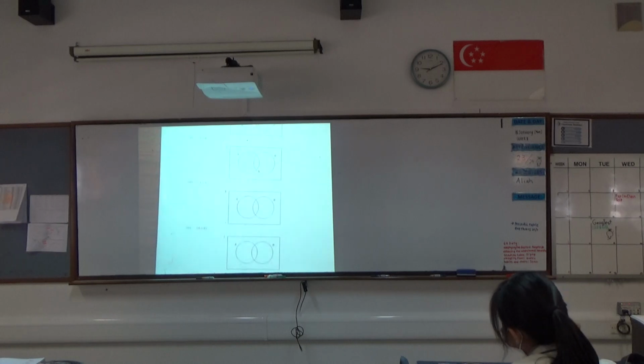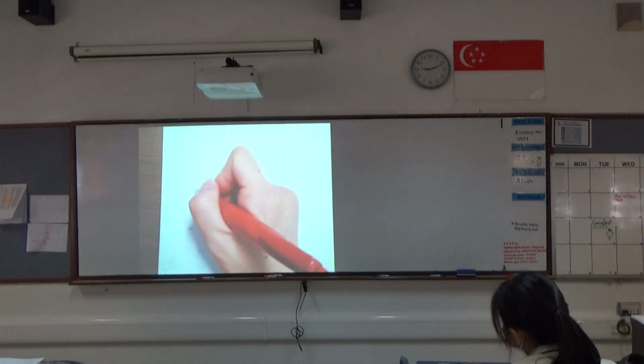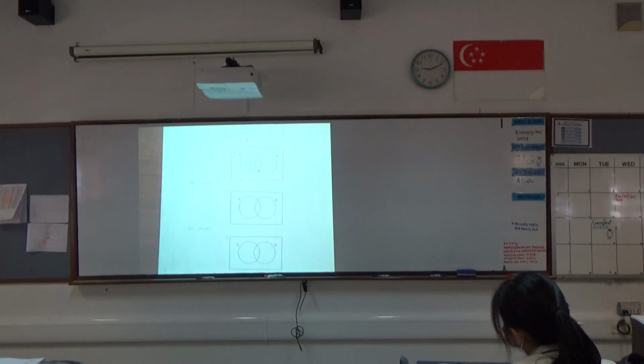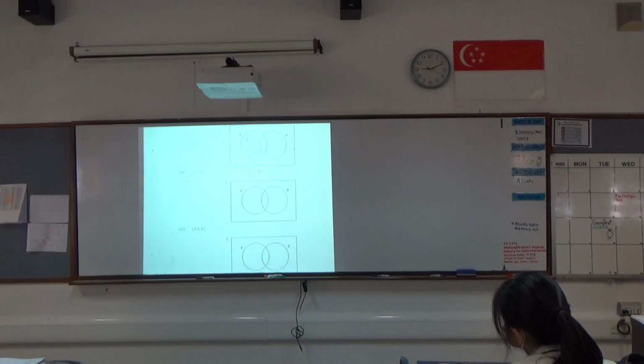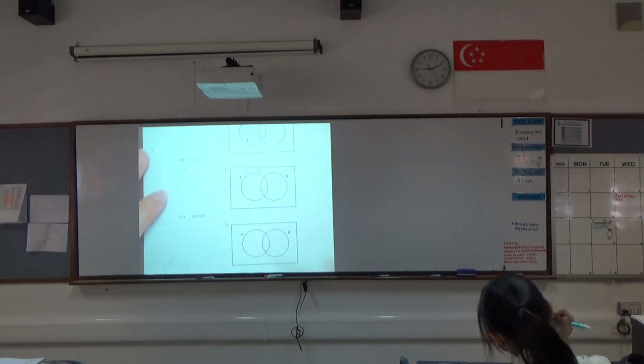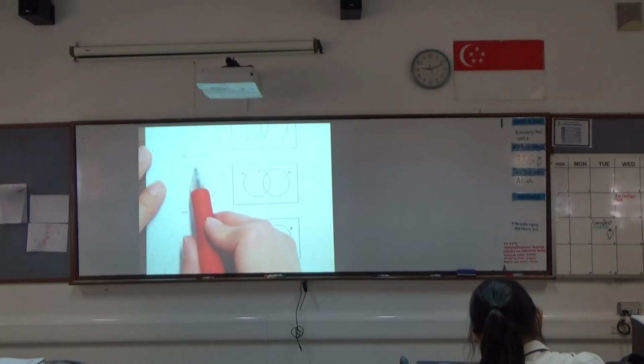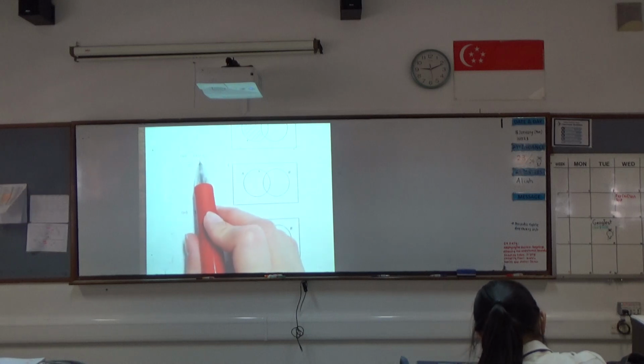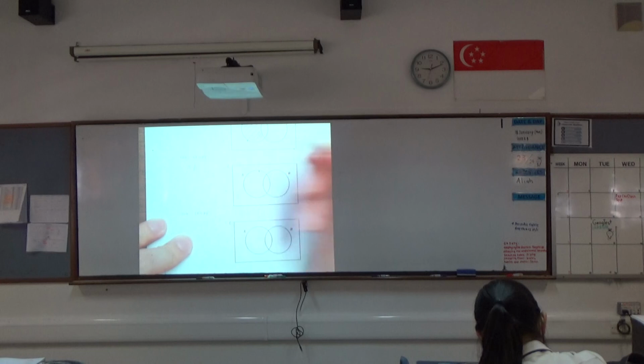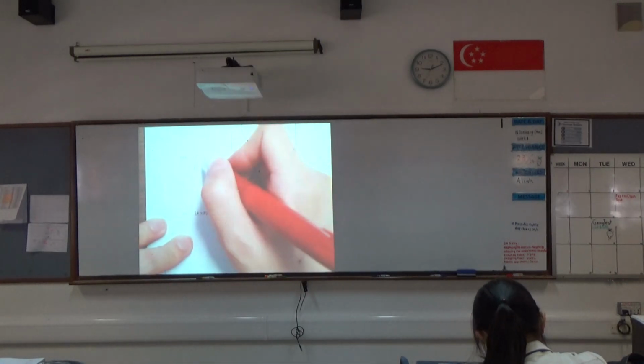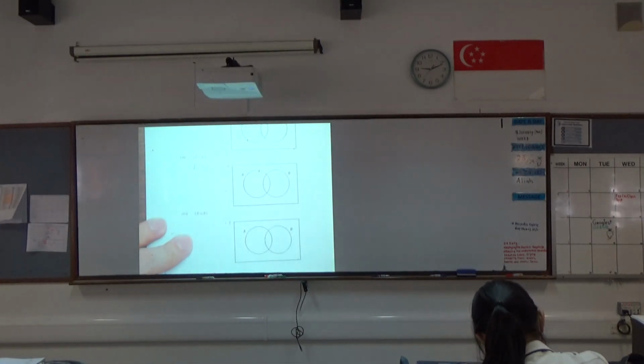Okay. Then for A union B bracket prime, like I mentioned, how could we simplify this notation? What would that give us? Chloe, what do you think? How could we simplify this notation of A union B bracket prime? A prime union, is it? Okay, and then A prime union B prime. You sure?